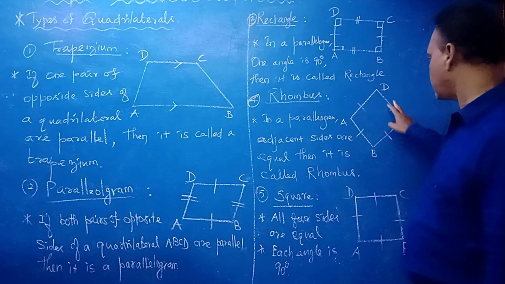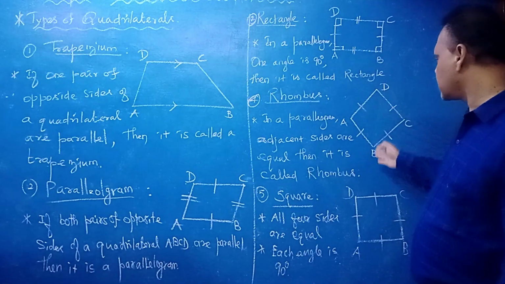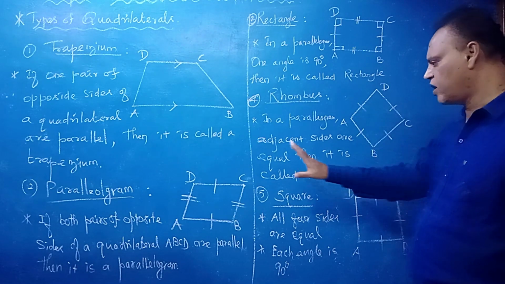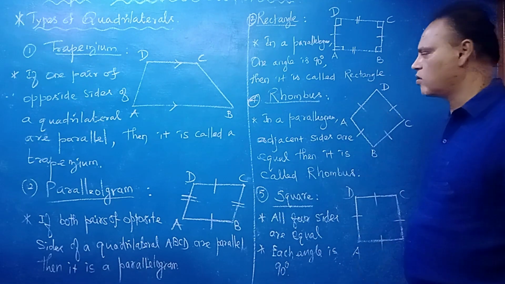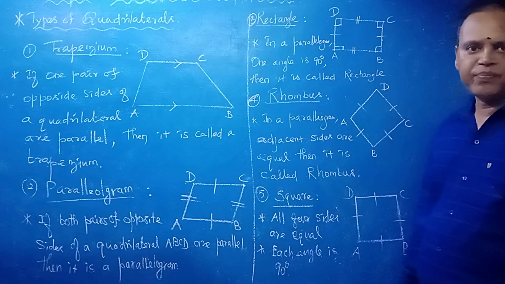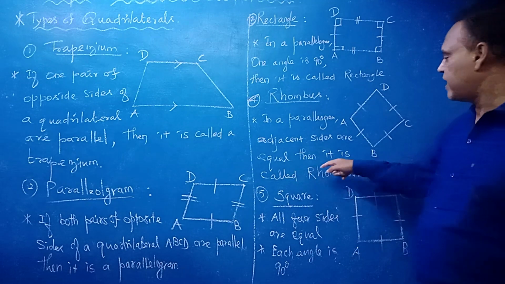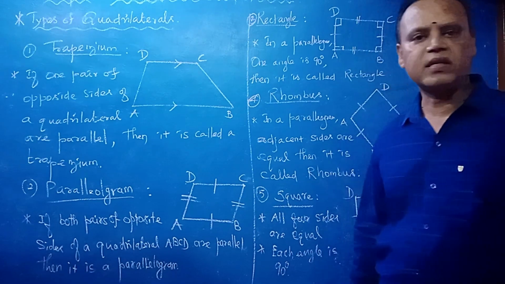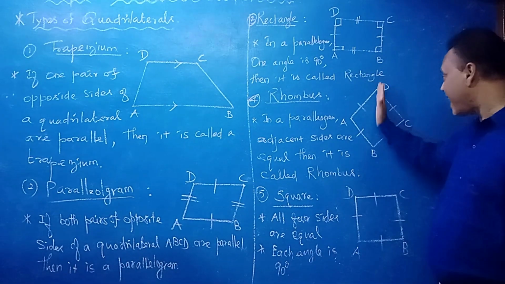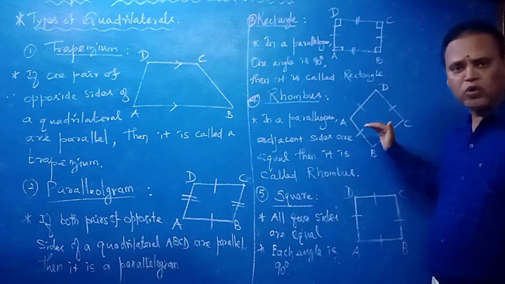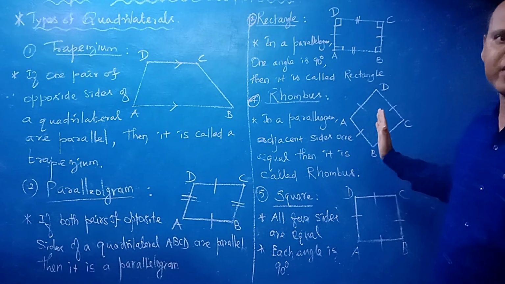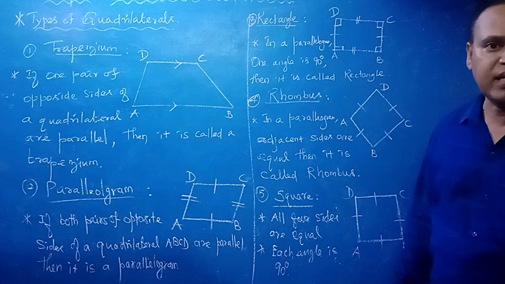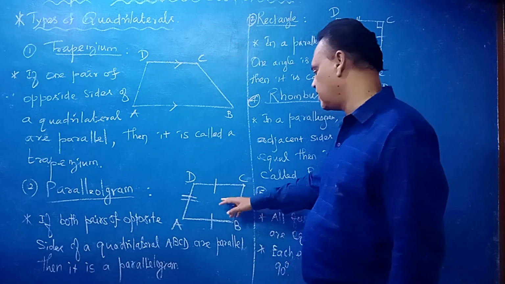Rhombus means all sides are equal. Diagonals are not equal. Opposite angles are equal. Whatever parallelogram property there is, it is applicable to the rhombus. Here the condition is that in a parallelogram opposite sides are equal, but here all sides are equal, and you can see it is a rhombus. The diagonals are not equal, but perpendicular, and they bisect each other. That is also a main property.